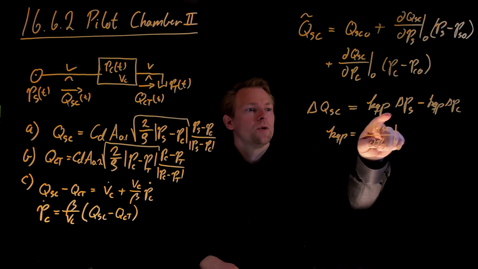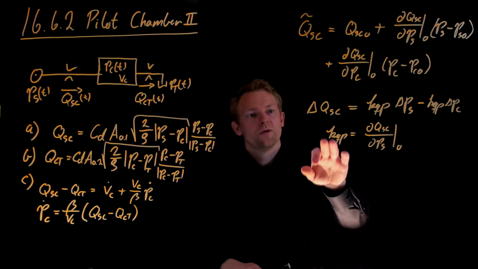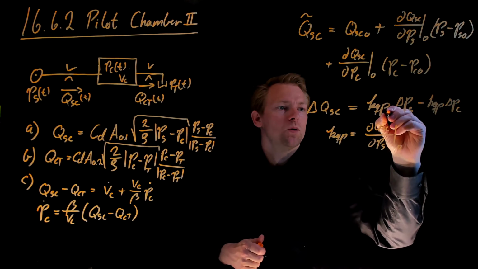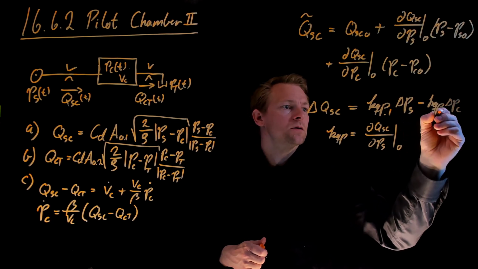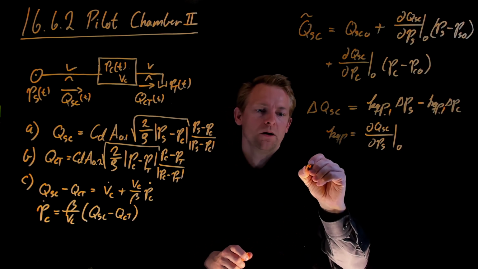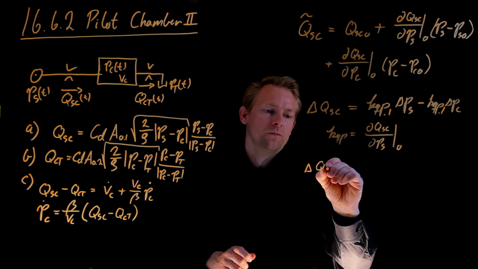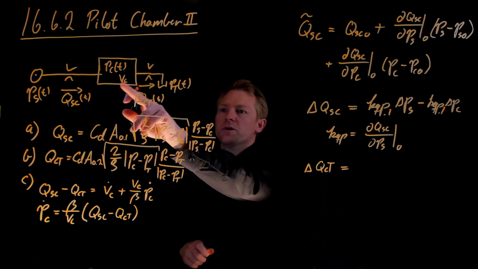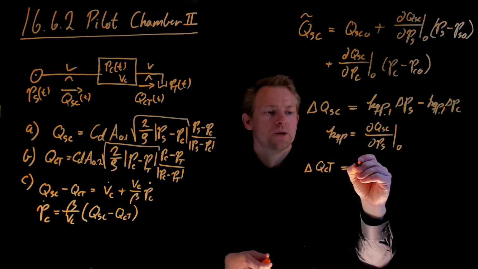So my linear model for the flow in is here. And let's put on a small 1 here so that we know that is for orifice 1. And the linear model for the flow from the chamber to the tank, we can put that up in the same way.